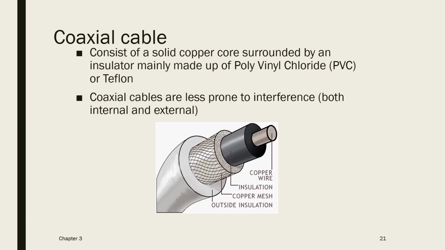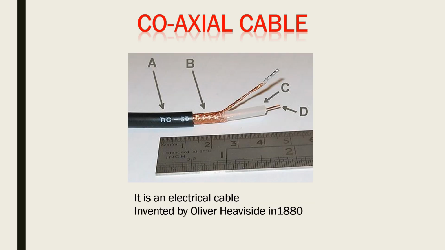They have a solid copper core which is surrounded by an insulator material which is mainly made of PVC or Teflon, which makes it more susceptible to electromagnetic interference. This was invented by Oliver Heaviside in 1880.